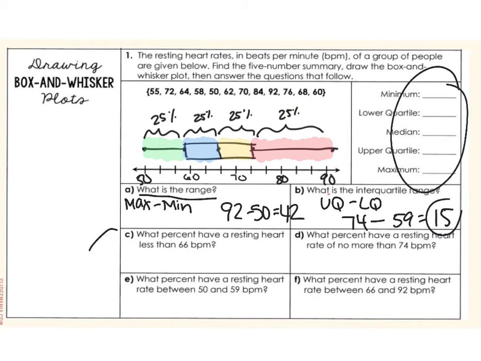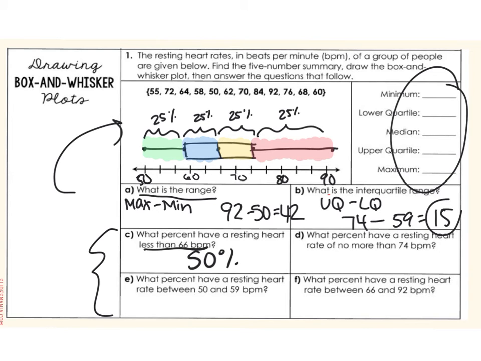All right, so here are the percent questions. Now we use what I drew up here. So what percent have a resting heart rate of less than 66 beats per minute? So you find 66 beats per minute on the graph, which happens to be the median, and how many quarters of the graph has a resting heart rate of less than 66? So that's 1 quarter and 2 quarters. So 2 quarters is worth 50%.